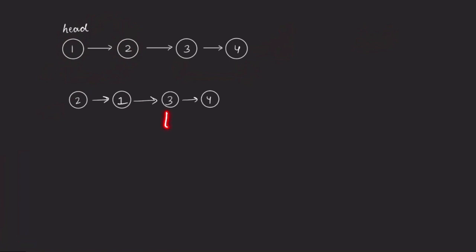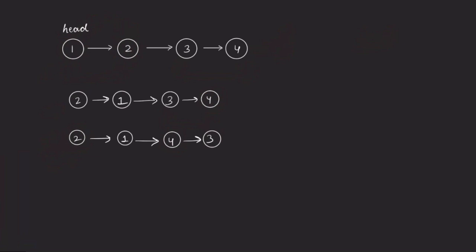Now we need to swap these two nodes. So node 4 will come here and 3 will go here. So this is how our new linked list will look like, and this node 2 is the new head of our linked list. So a pointer to this node 2 has to be returned in our answer.